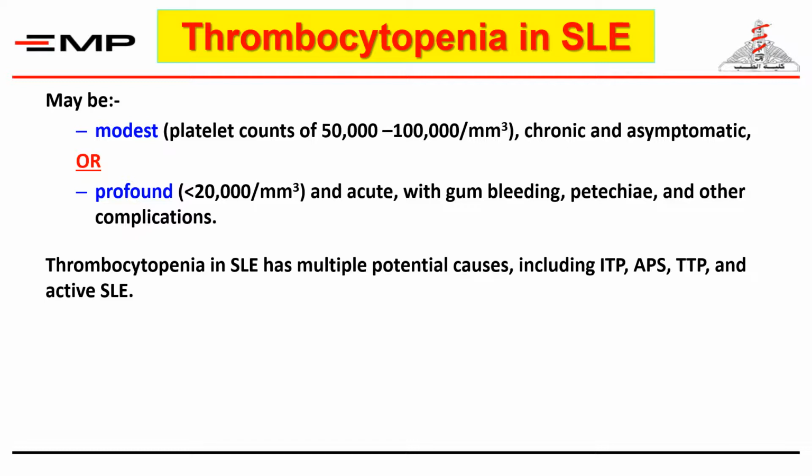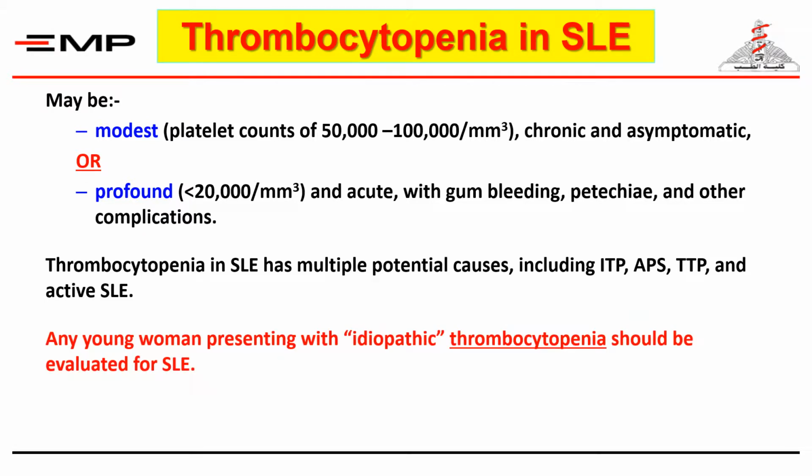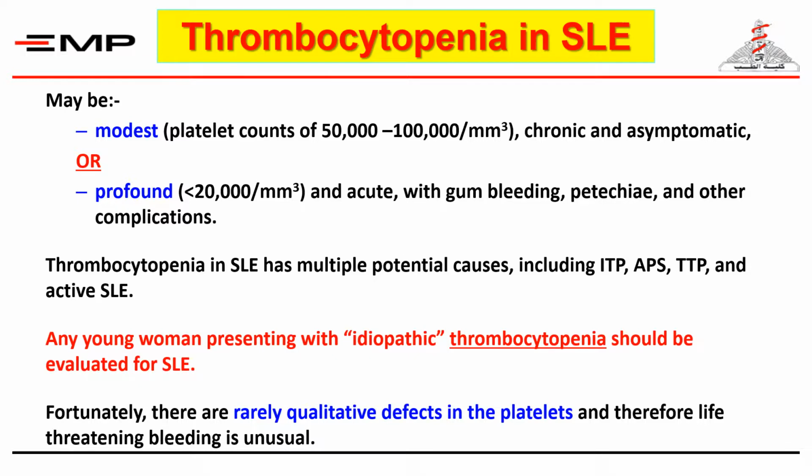Thrombocytopenia in an SLE patient has multiple potential causes, including ITP, idiopathic thrombocytopenic purpura, antiphospholipid syndrome, thrombotic thrombocytopenic purpura, and active disease. Any young female presenting with idiopathic thrombocytopenia should be evaluated for SLE. Fortunately, there are rarely qualitative defects in the platelets, and therefore life-threatening bleeding is unusual.